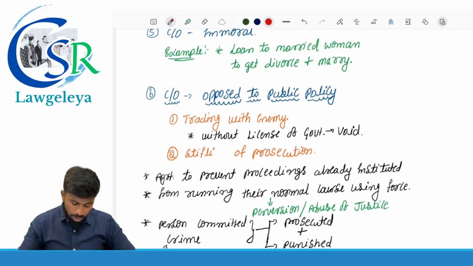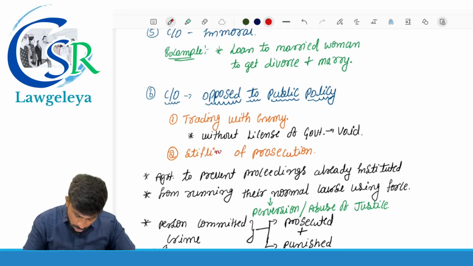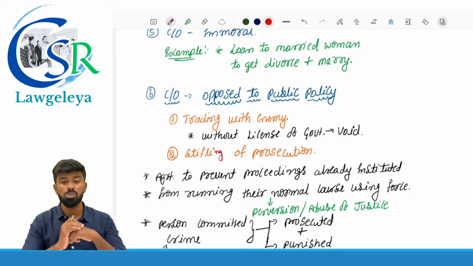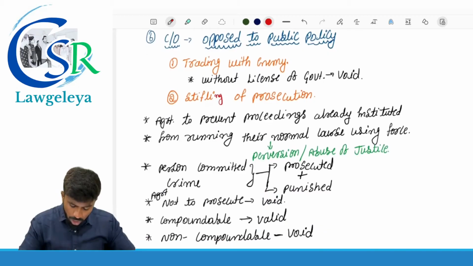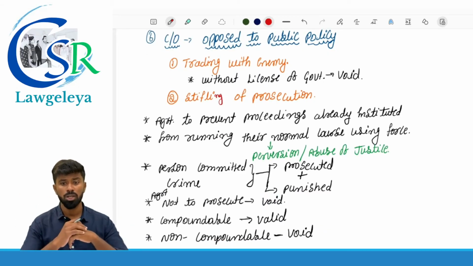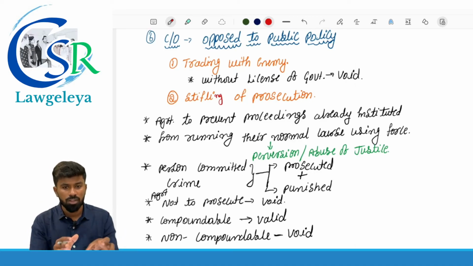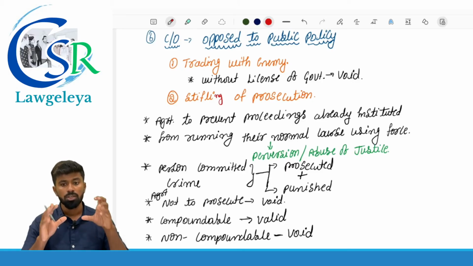Next one, stifling of prosecution. What is stifling of prosecution, sir? Stifling of prosecution means suspension of the prosecution or suspending the prosecution. It's an agreement to prevent the proceedings already instituted from running their normal course of action by using the what? Force. You try to interfere with the course of justice. You try to avoid the prosecution by an agreement and using force.